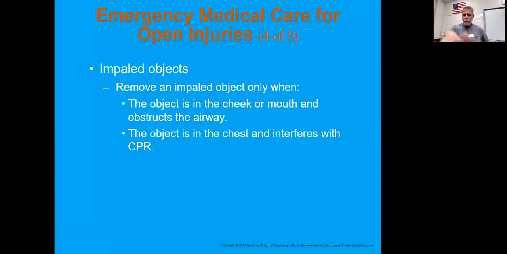I know we've done this a lot of times with different classes. The object is in the chest and it interferes with CPR. Okay, patients don't always need CPR, right? Who needs CPR? You're not breathing, you don't have a pulse. That's a person that needs CPR. So just because that knife may be embedded into the chest, don't take it out unless they're not breathing and they don't have a pulse, right?